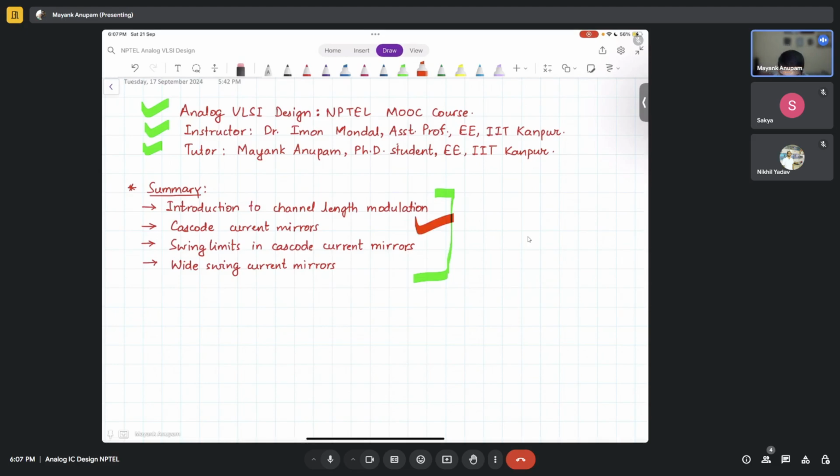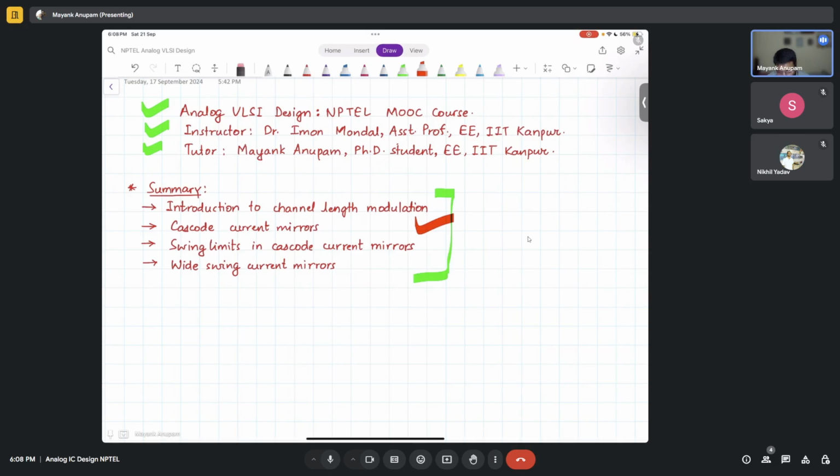Cascoding, in a very generic sense: if someone asks why you do cascoding, the first answer should be to simply increase the output resistance of any MOSFET. So cascode basically increases the output resistance. If you have any current source, you can make it a better current source by simply adding a cascode to it. I'll discuss what I mean by that. The instructor also discussed this in detail, but I'll go through it anyway.